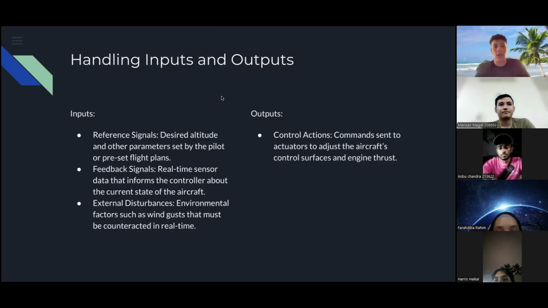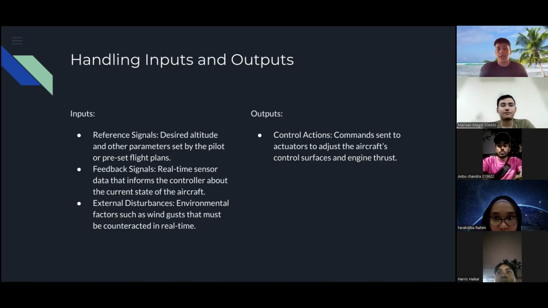So, handling the inputs and outputs of our control strategy. Also, as explained earlier, the reference signals are the desired altitude and other parameters set by the pilot or preset flight plans. The feedback signals are basically real-time sensor data that informs the controller about the current state of the aircraft. And external disturbances also count as an input, which are environmental factors such as wind to be counteracted in real time. As for the outputs, they are commands sent to the actuators to adjust the aircraft's control surfaces and engine thrust.